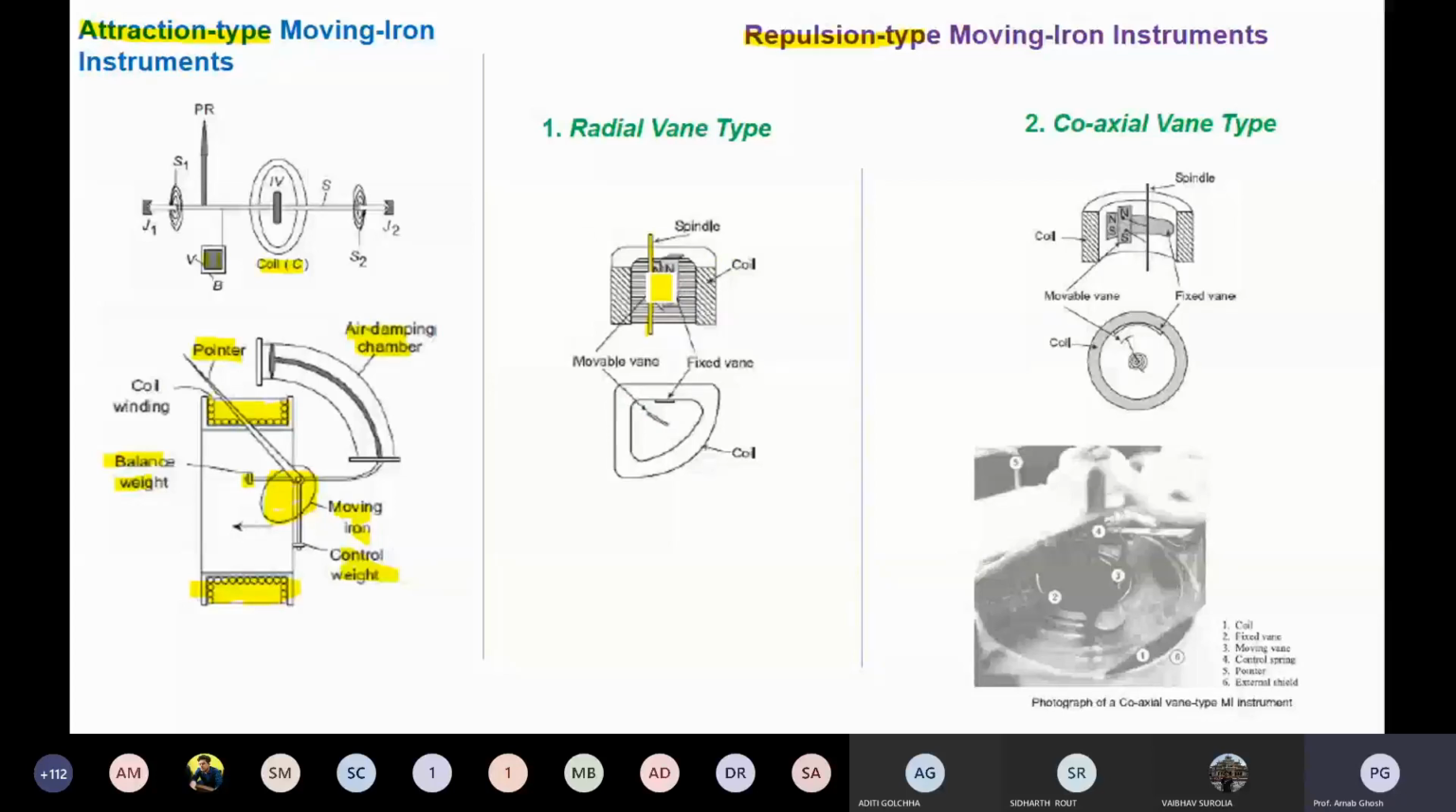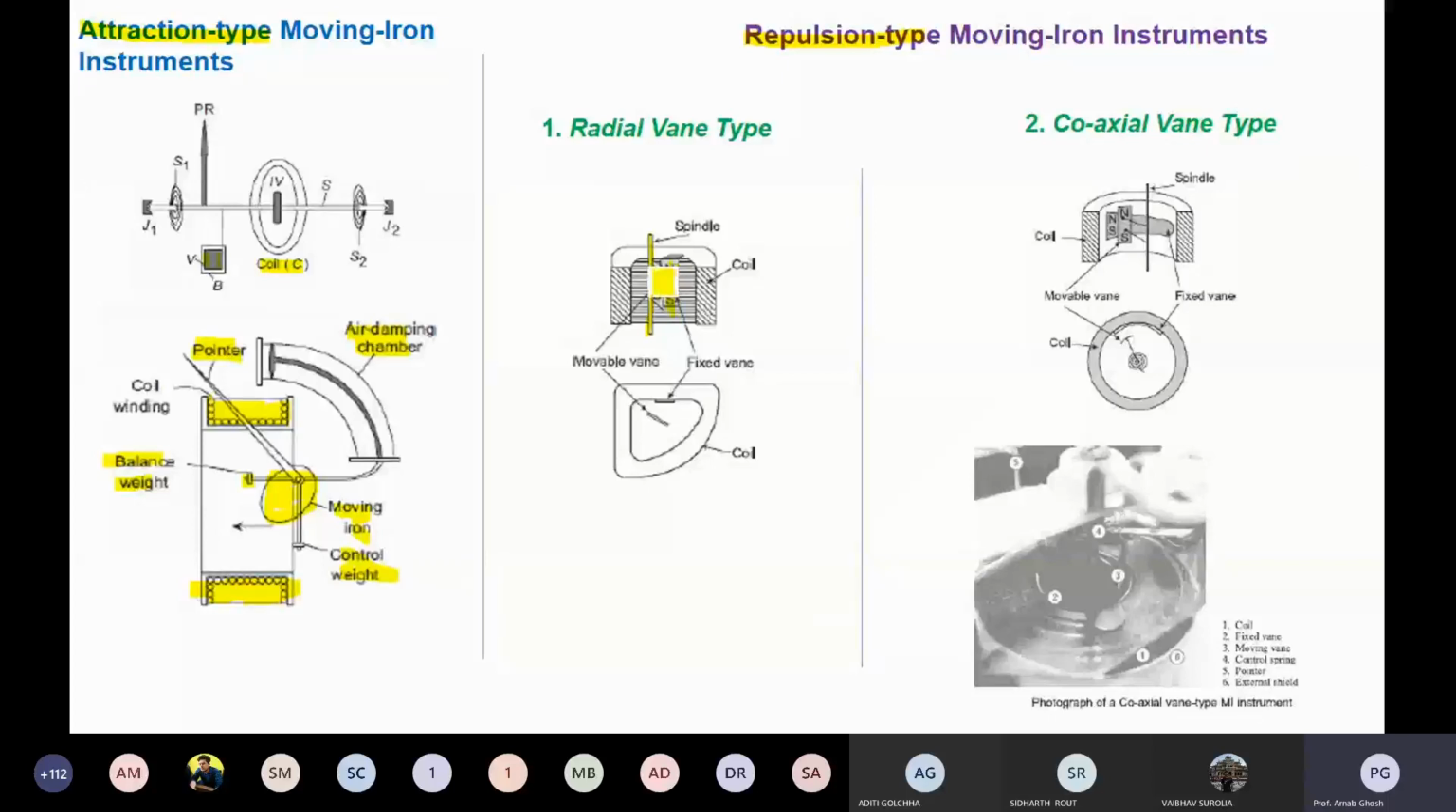Repulsion means both of the substances will be magnets. Attraction means one is a magnet, an electromagnet, and the other is a ferromagnetic element. But in this case, both the fixed plate and the movable plate should have that magnetic property, meaning both are permanent magnets.